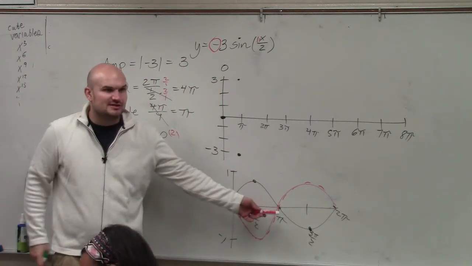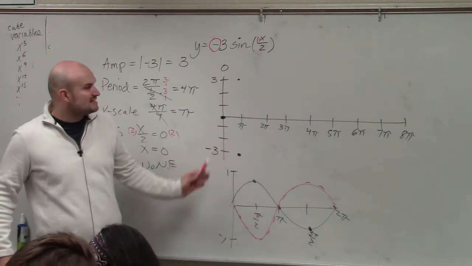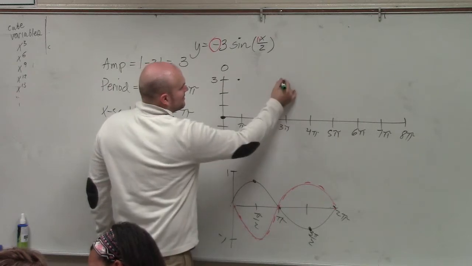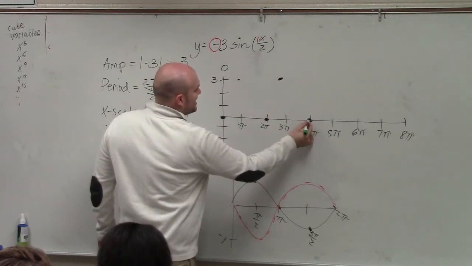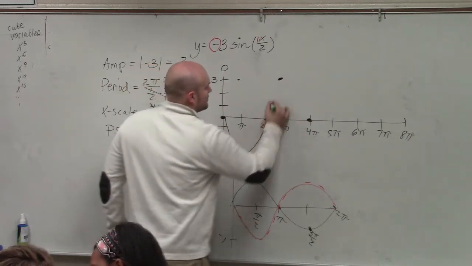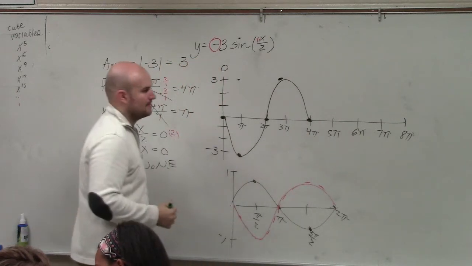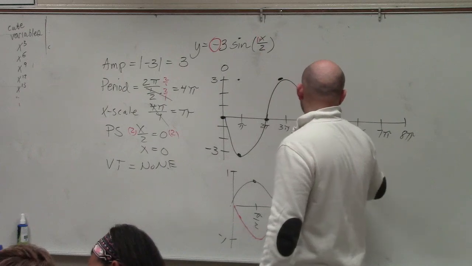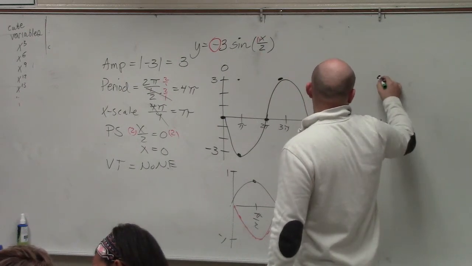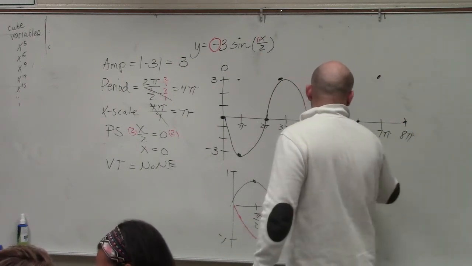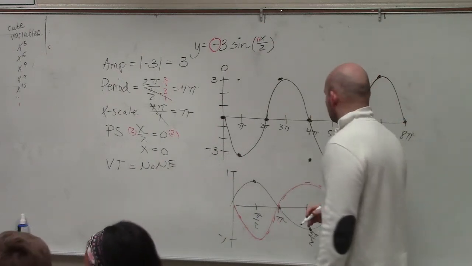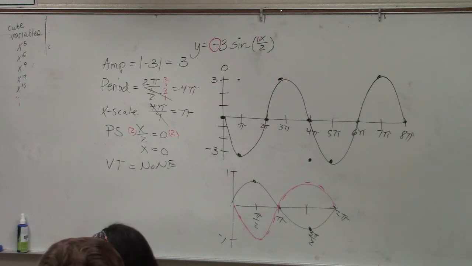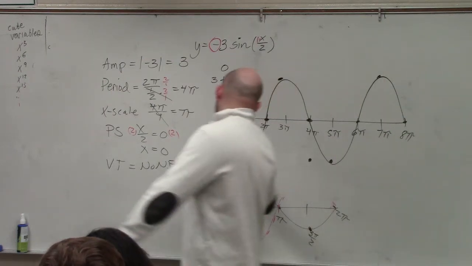Do you guys see how the x-intercepts are the same? The only difference is instead of it going up, it now goes down. Then crosses. Then goes up, and then ends at 4 pi. Then it goes back down again to 3. Oops, 3, cross, max, down. Is everybody OK with me on that? Yes? No?